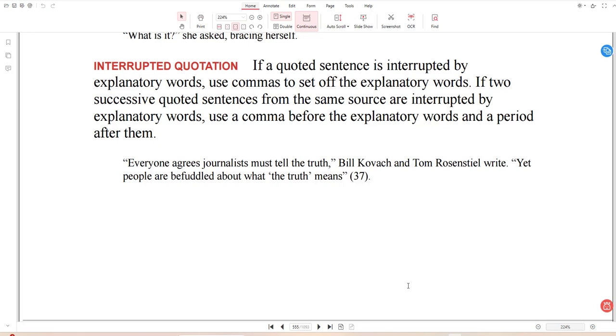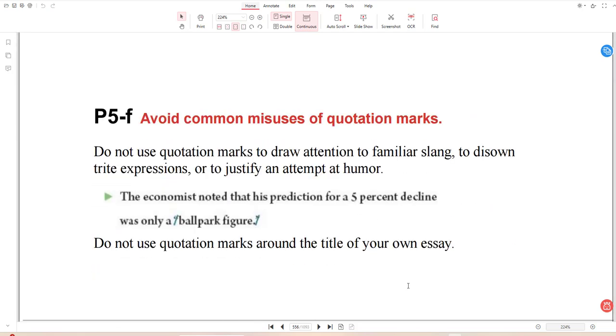"Everyone agrees journalists must tell the truth," Bill Kovach and Tom Rosenstiel write. "Yet people are befuddled about what the truth means" (37).